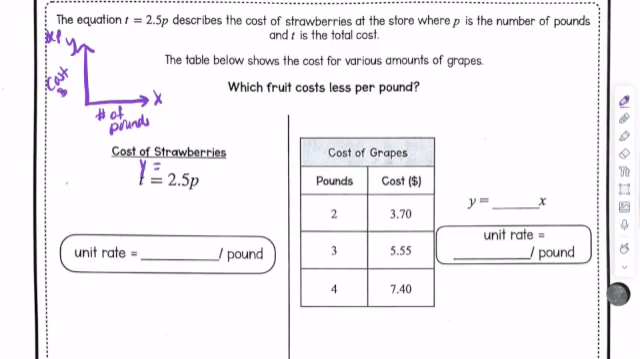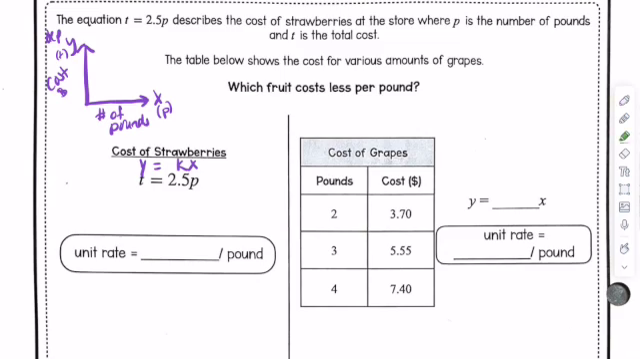So this equation is really the same thing, except instead of using x, because on the x-axis was the number of pounds, they've replaced the x with the P for the number of pounds, and they've replaced the y with a T for the total cost. So pause the video, try and find your unit rate for both of these, write an equation for the cost of grapes, and then determine which one is the best buy, which fruit costs less per pound. When you're finished working out, you can play the video again to see if you were right.